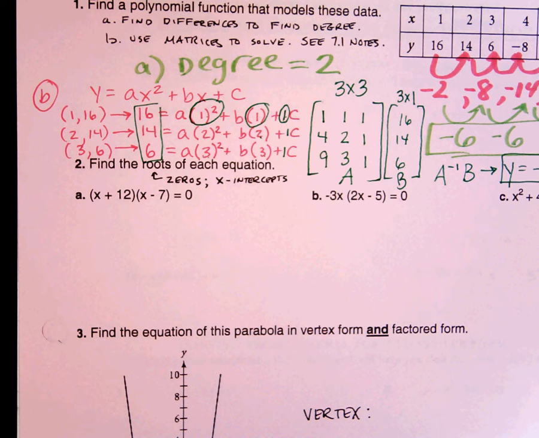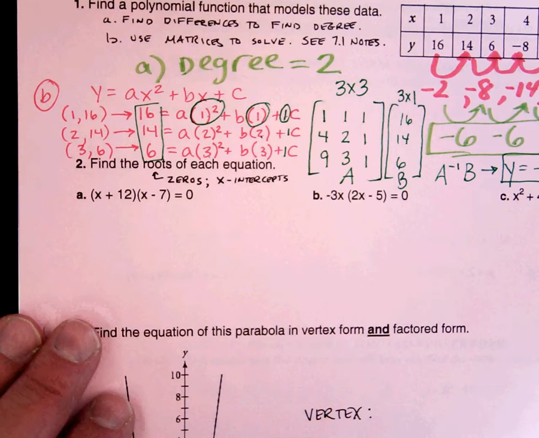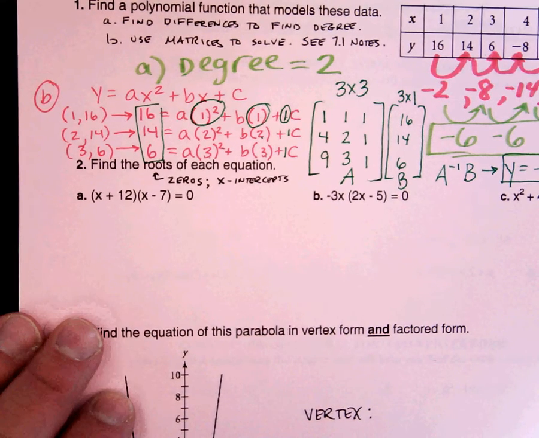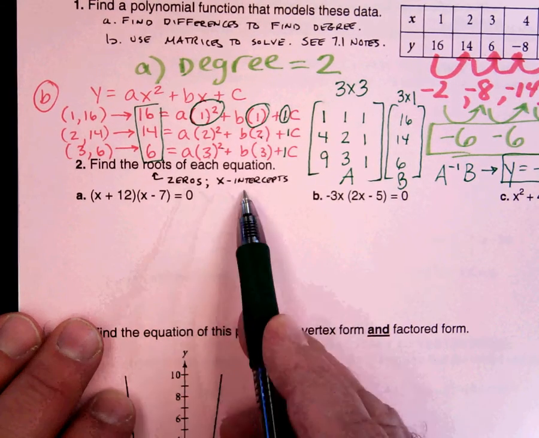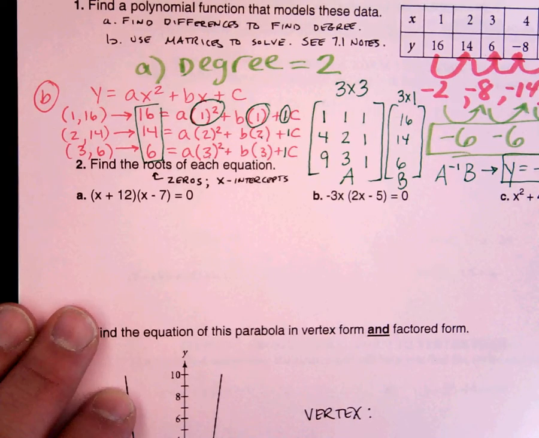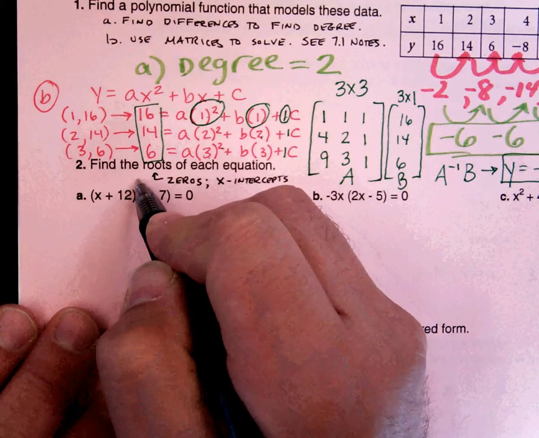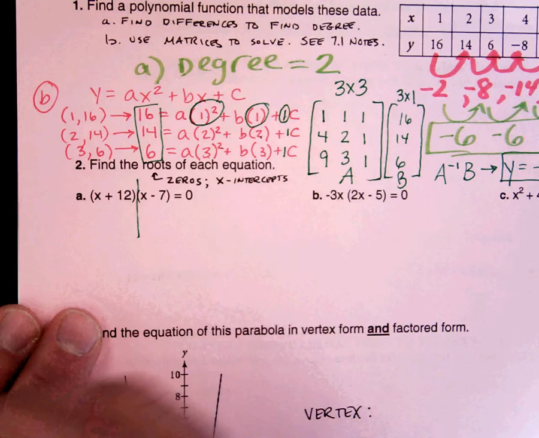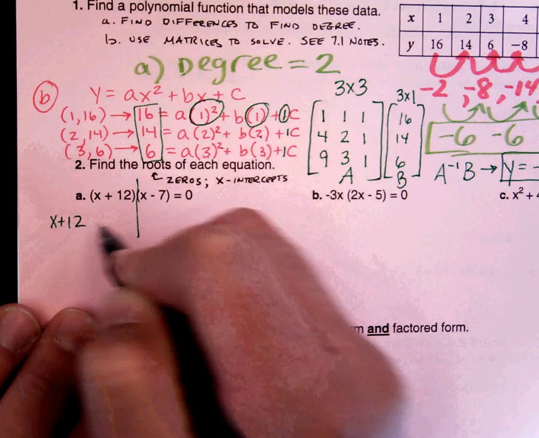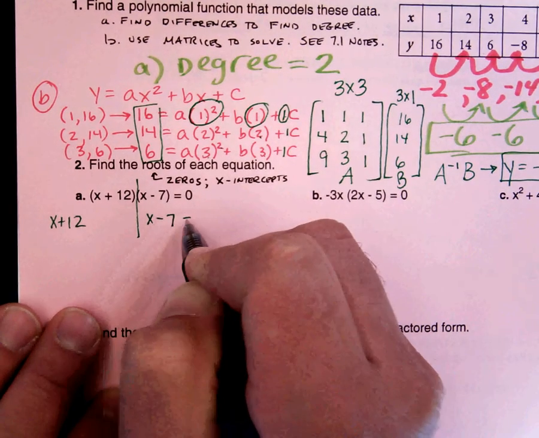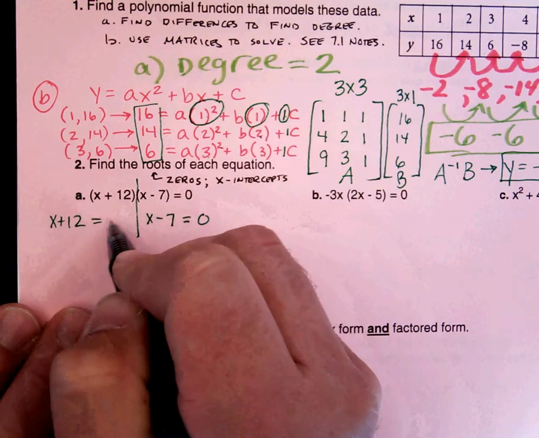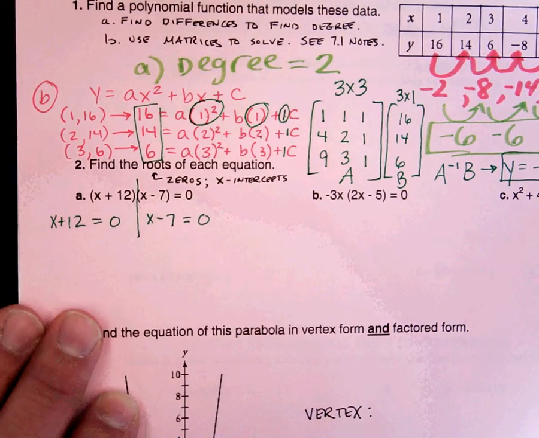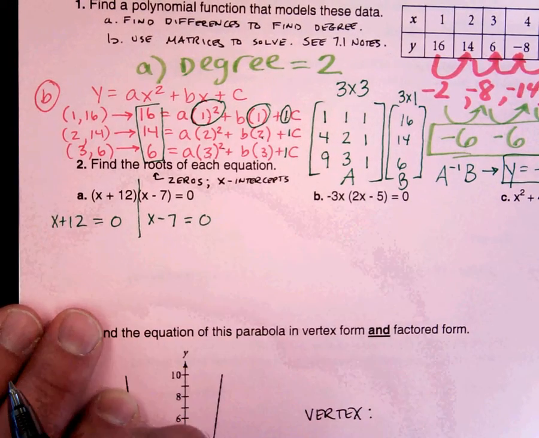In number 2 on the 7172 checkup, they ask us to find the roots of the equation, otherwise known as the zeros or the x-intercepts. The technical way of doing this is to split up this problem into two factors, x plus 12 and x minus 7, and set them both equal to 0. Then solve the equation on both sides of the line there for x.